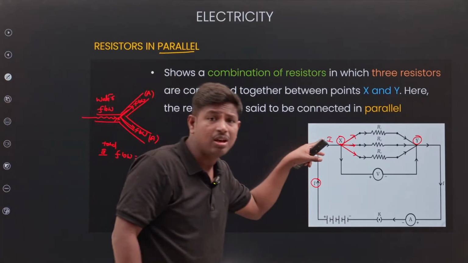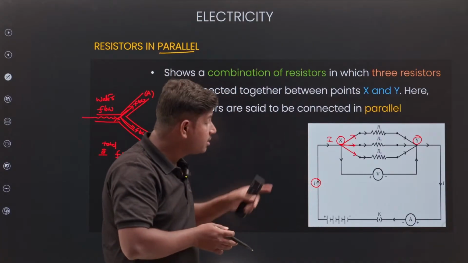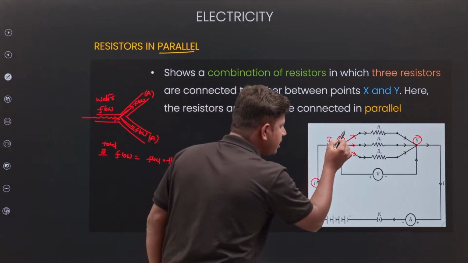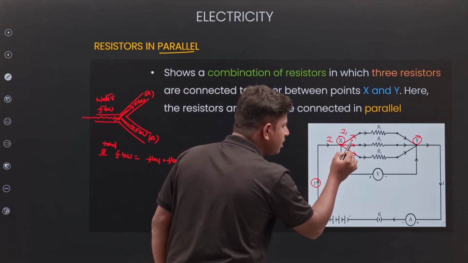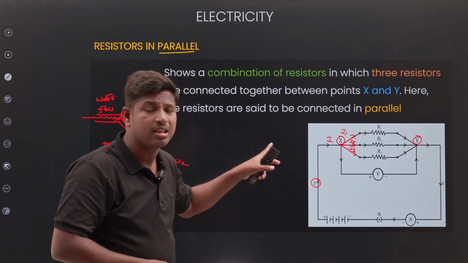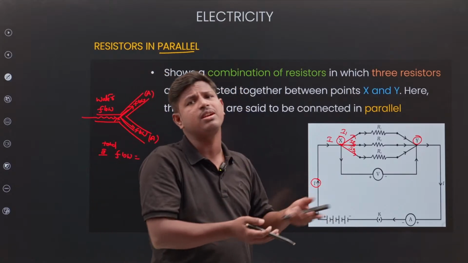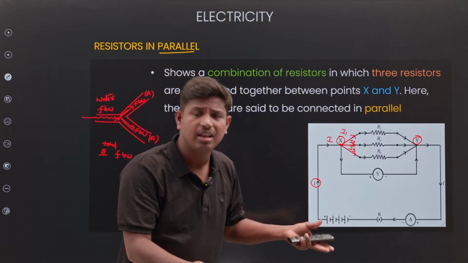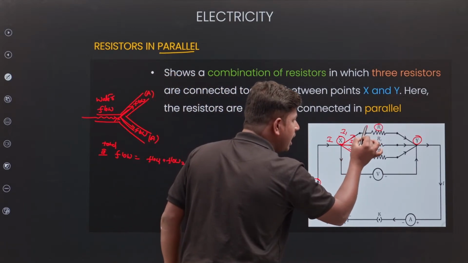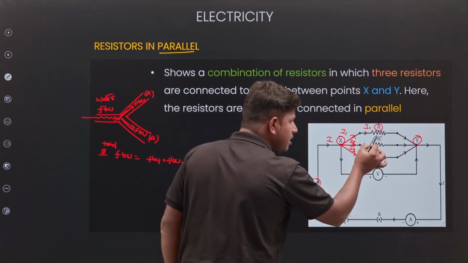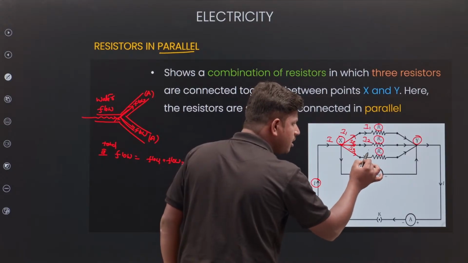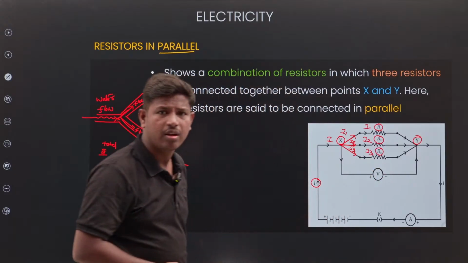So here also, what happened? 3 different paths are there, so the current will be divided. Here it is I1, here it is I2, here it is I3. So the current splits into 3 paths. If 4 paths are there, it splits into 4 paths. If 5, it divides into 5 paths. What current is coming through R1? I1 is the current. What current is coming to R2? I2. What about R3? I3 current is coming.